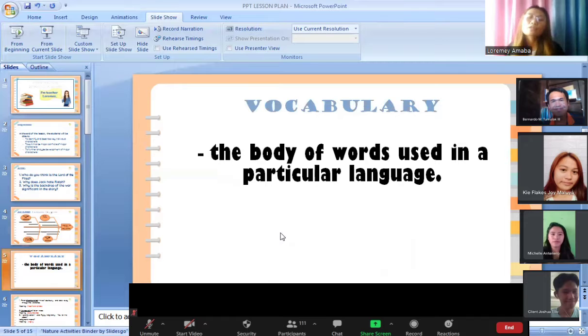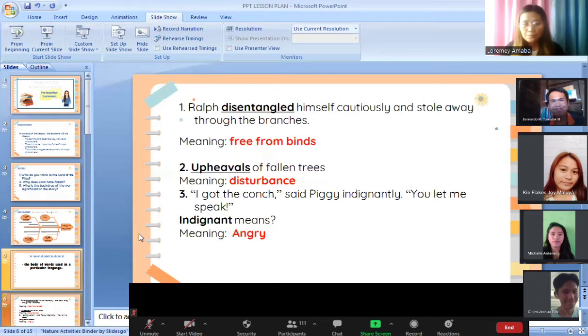Well, what is vocabulary? Can I have Kimberly? Body of words, Miss. Okay, great answer. When we say vocabulary, it is the body of words used in a particular language. So here, number one sentence: Ralph disentangled himself cautiously and stole away through the branches. What is the meaning of disentangle? Free from binds, Miss. Very good. It is free from binds.